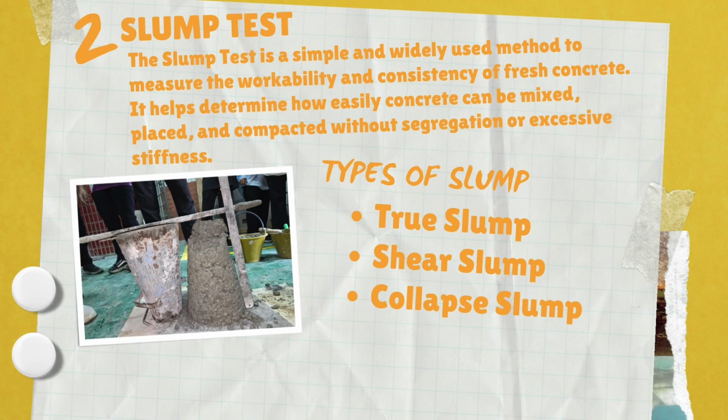The first one is true slump. True slump is when the concrete settles evenly without breaking or collapsing, indicating good workability and proper mix design. The second one is shear slump. The top portion of the concrete slides off, showing an improper mix or lack of cohesion. The last one is collapse slump. The concrete completely falls apart, meaning there is too much water in the mix, leading to low strength.